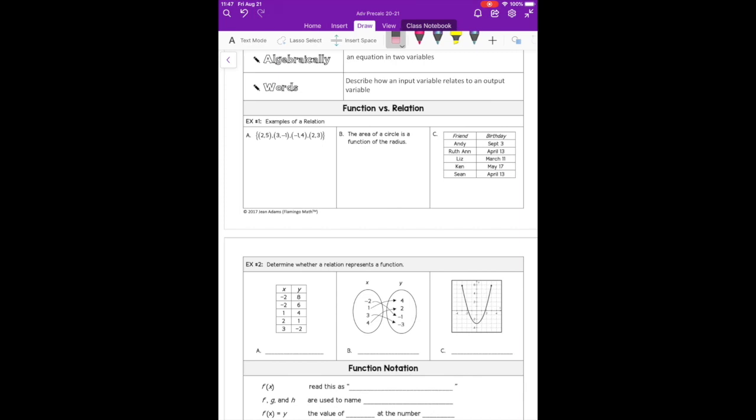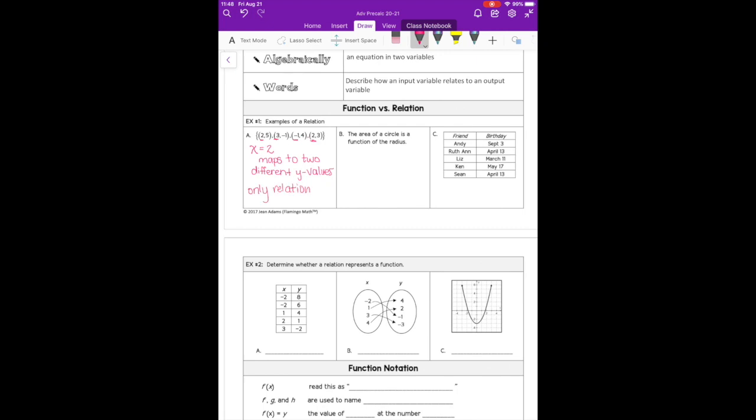Let me change to my pen here. We look at our x values. We have 2, 3, -1, and 2. Notice my x value repeats. So x equals 2 maps to 2 different y values there. So that means that it is only a relation. It is not a function if that happens.